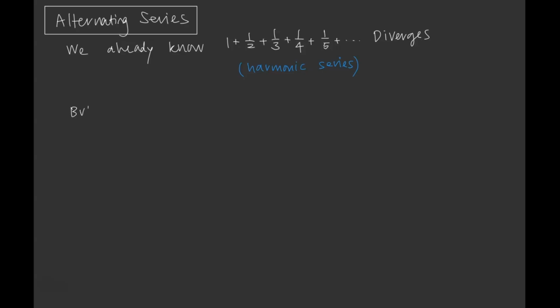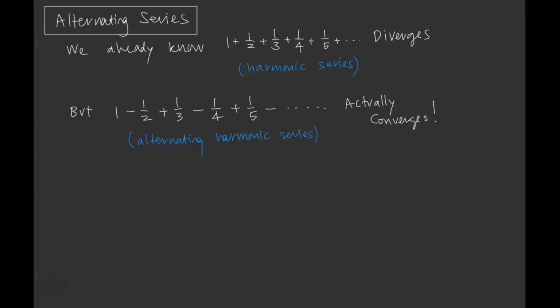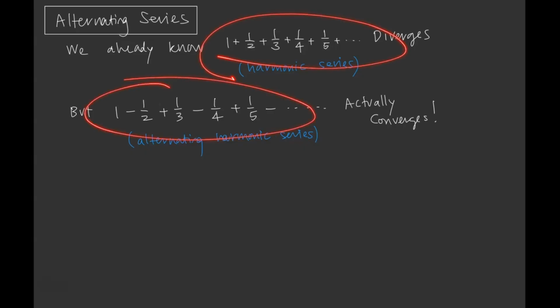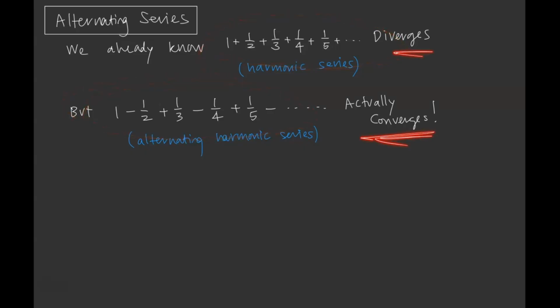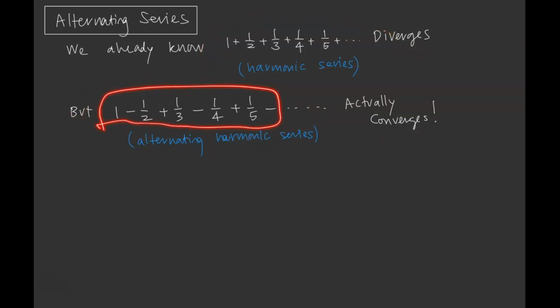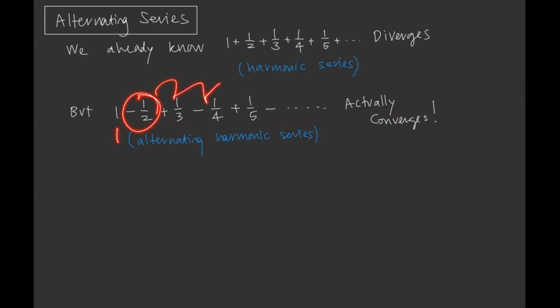But what if we looked at this series? 1 minus a half plus a third minus a fourth plus a fifth minus. This one is called the alternating harmonic series. And this guy actually converges. So these are built very similarly, but one is going to diverge and the other is going to converge. And we can kind of see why this one converges. I mean, you start at 1 and then you chip away a half, but then you add a third, chip away a fourth, add a fifth.